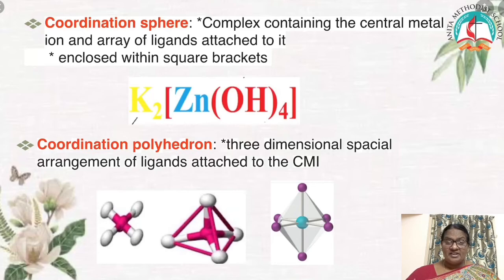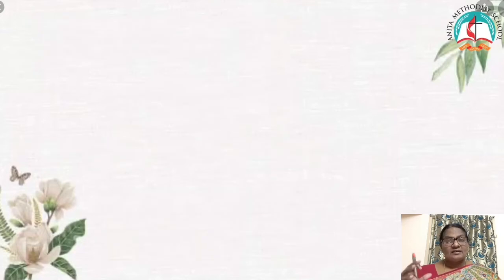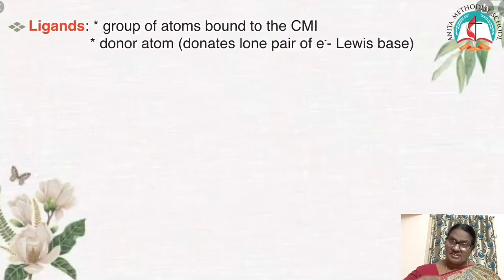Next, ligands, a very important definition, children. The group of atoms attached to the central metal ion, again where is it present? Inside the square bracket, is called a ligand. What is the main function of the ligand? They donate a lone pair of electrons to the central metal ion. Previously we saw the central metal ion is a Lewis acid because it accepts electrons, but ligands donate a pair of electrons, therefore they are called what? Lewis bases.